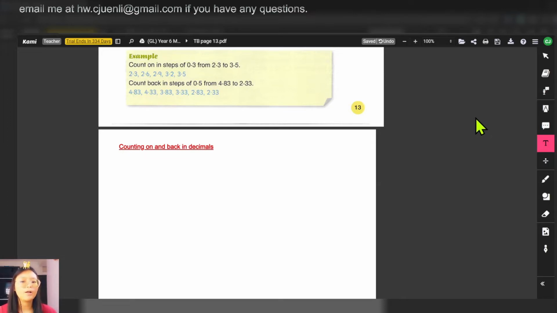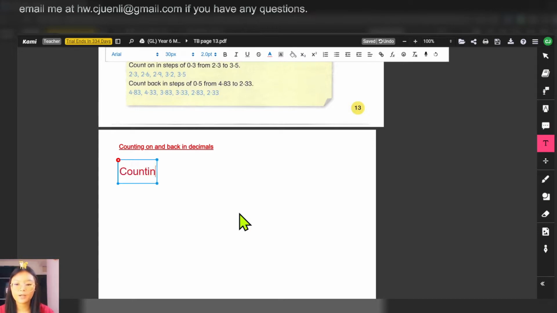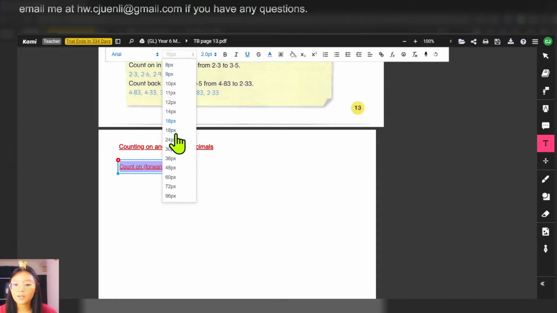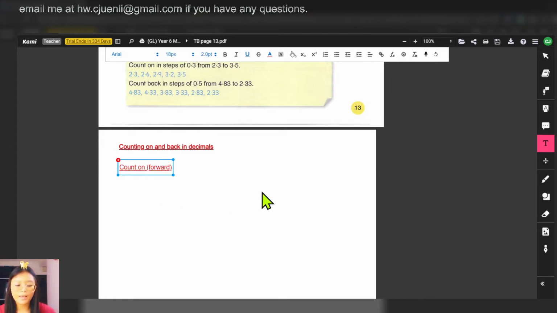So first thing about counting on and back in decimals, we have counting on, which is the number that goes forward. Let me put there, count on is basically the same thing. It's basically forward. One thing about this is that the numbers actually grow bigger. So let me write this down for you guys to see. The numbers grow bigger in a way. So when the numbers grow bigger, definitely the value of it also grows bigger.